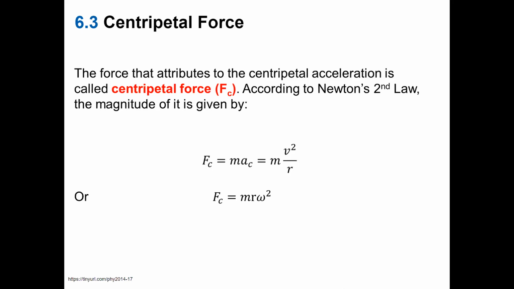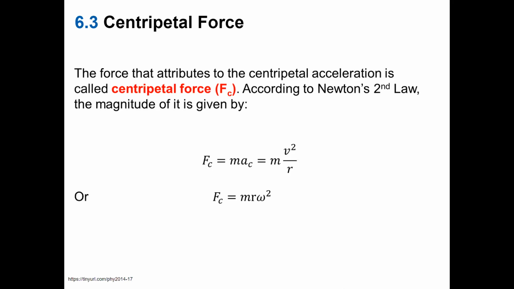If you have centripetal acceleration, then the force is equal to mass times the centripetal acceleration. And because this is centripetal acceleration, you should have centripetal force, because the force and acceleration should have the same direction. Force is equal to mass, a scalar, times a vector. So those two should share the same direction. That's why the force is also called centripetal force.